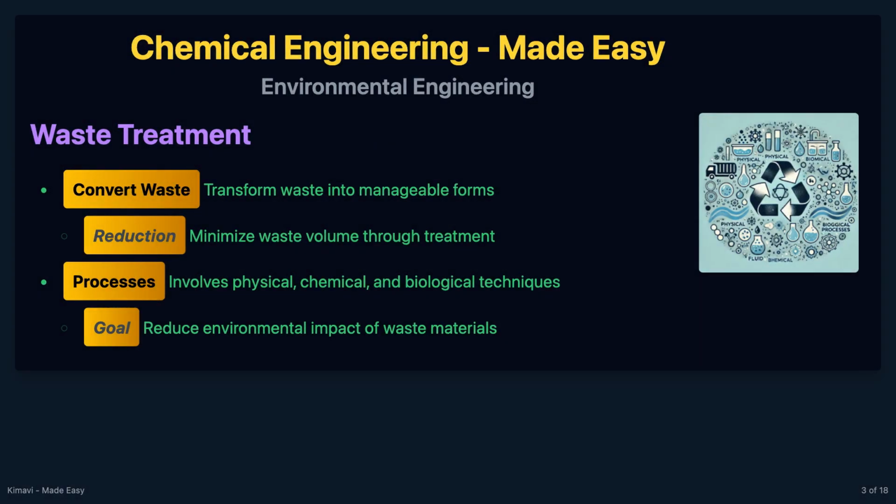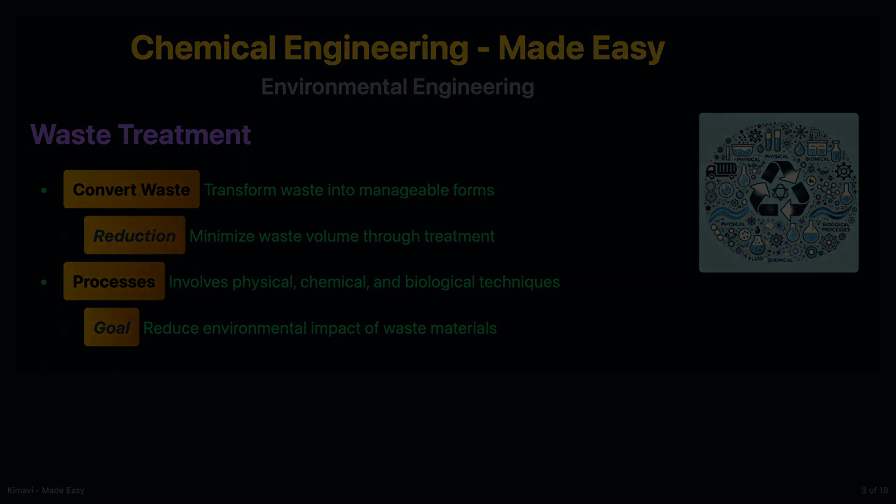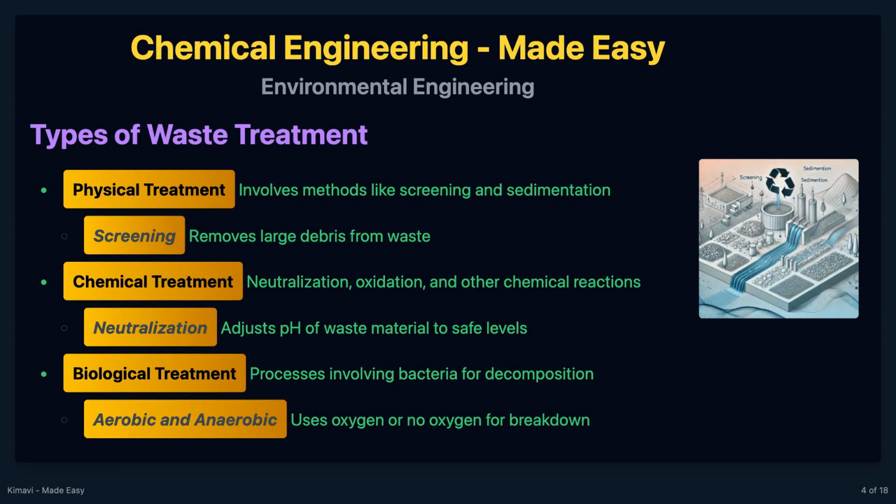Waste treatment involves converting waste materials into more manageable forms through physical, chemical, and biological processes. There are three main types of waste treatment: physical treatment, chemical treatment, and biological treatment.